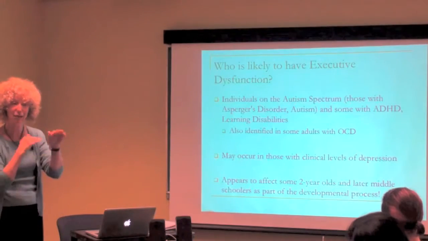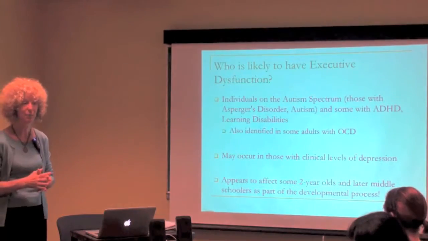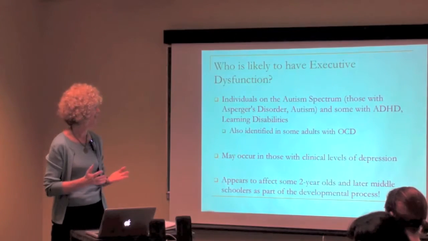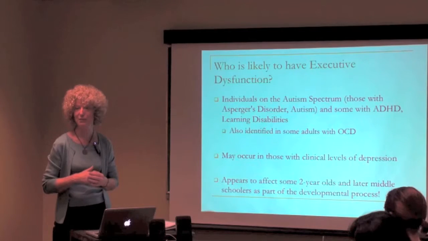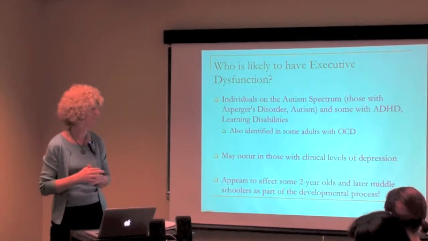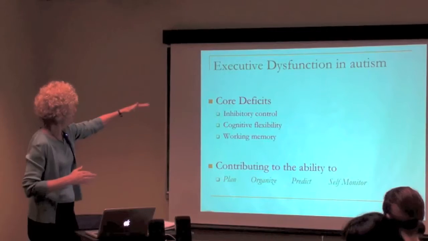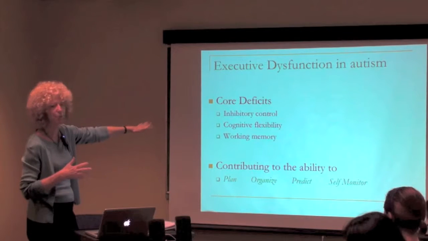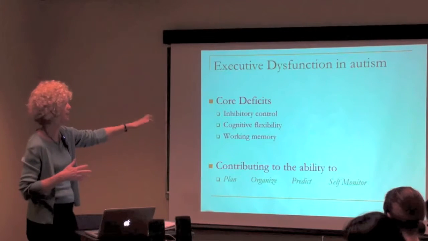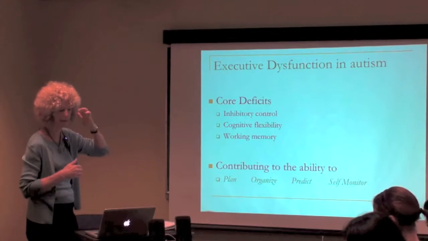Developmentally, these things aren't there from the get-go. They develop. Some two-year-olds obviously don't have the same level of some of these cognitive abilities or executive function. Those three core deficits tend to contribute to their challenges around planning and organizing and predicting and self-monitoring.